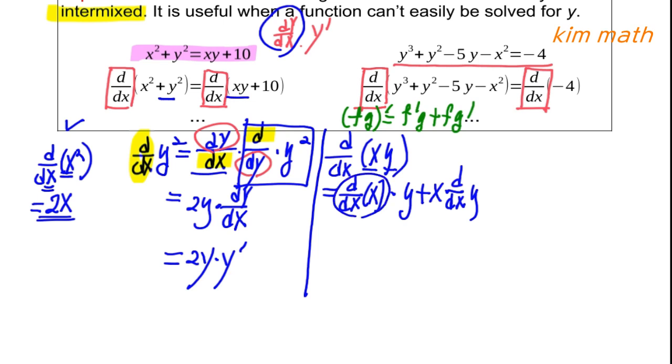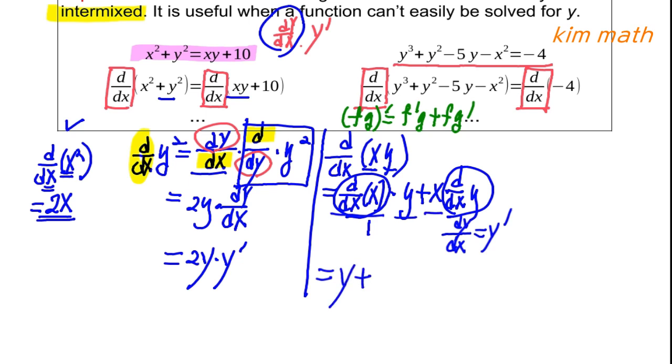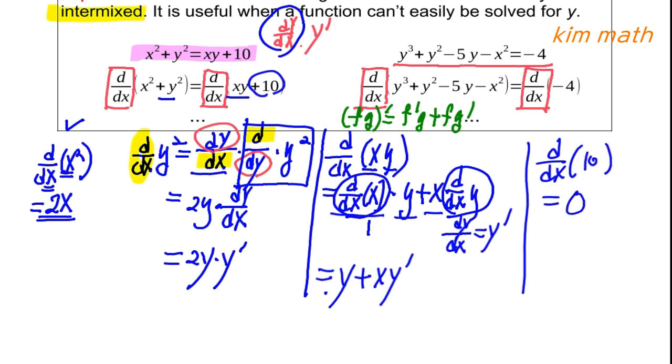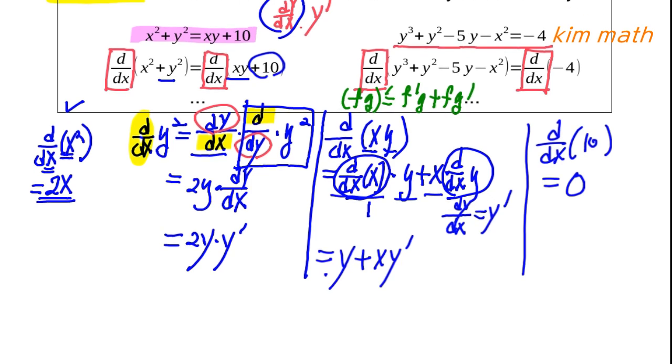Now this is 1. And this is dy/dx or y prime. So the result will be 1 times y, plus x times y prime. Good. Okay, one more. In this situation, if we have d/dx of a number, this is quite an easy one, right? The derivative of a constant is 0. Okay, you are ready to solve some questions.